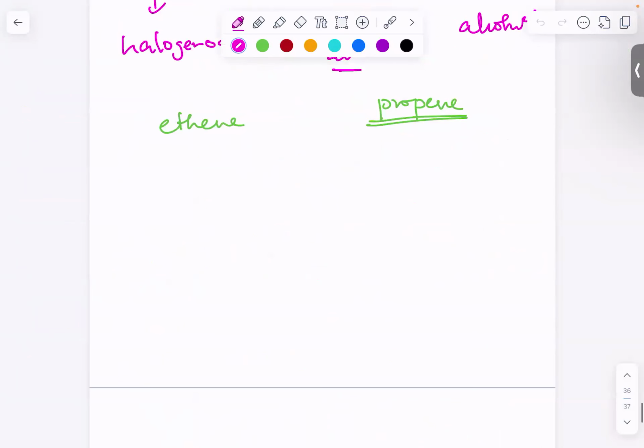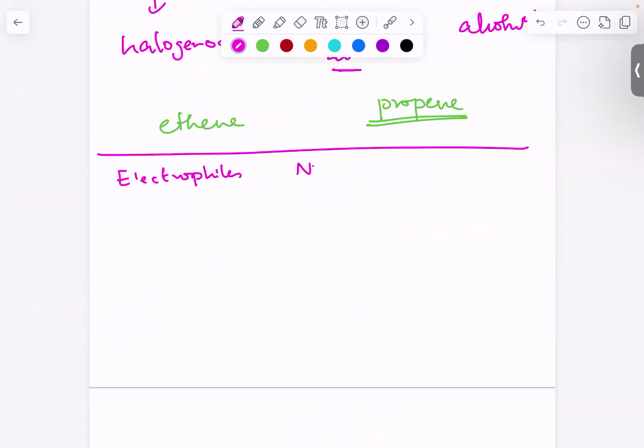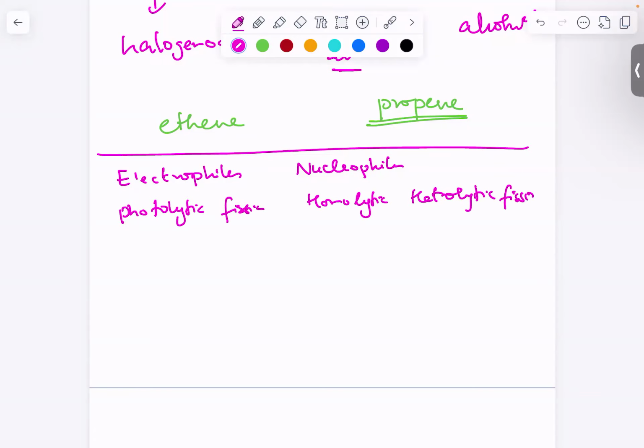We talked about the electrophiles. We talked about the nucleophiles. We talked about the photolytic fission. Then we talked about the homolytic fission. We talked about heterolytic fission and thermolytic fission. Is it clear? All right, let me rub this.